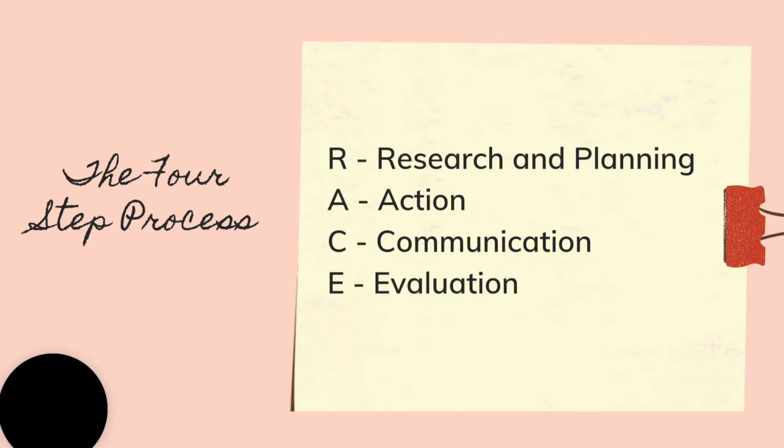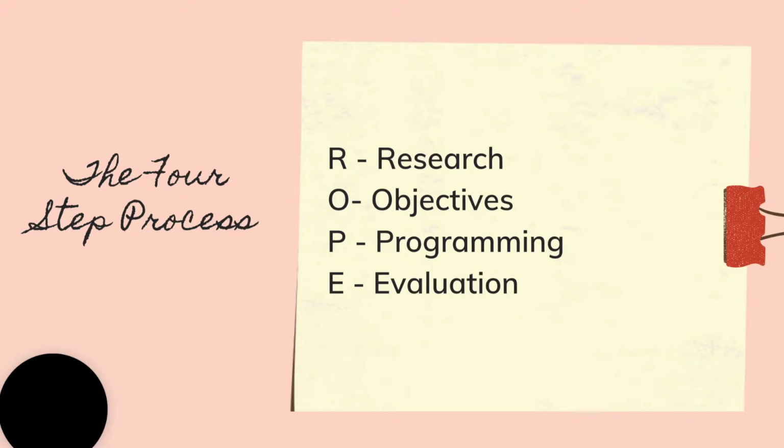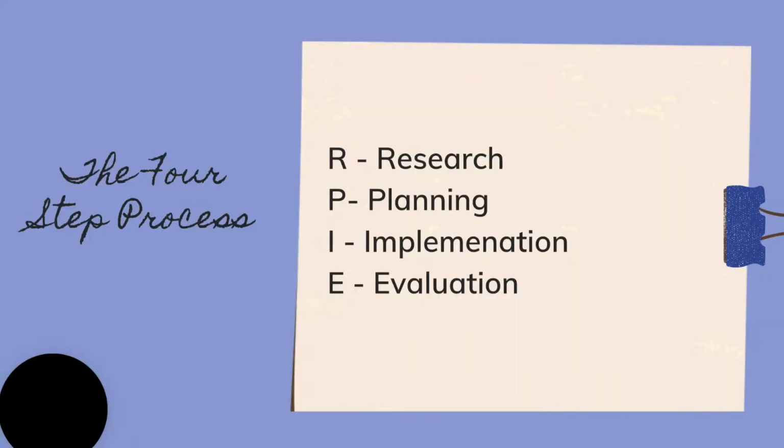The best lens to look at implementation and evaluation of a public relations campaign is through the four-step process. The four-step process has been broken down into a few different acronyms, whether it's RACE, research and planning, action, communication, evaluation, or ROPE, research, objectives, programming, evaluation. However, for the sake of consistency with the exam, we are going to be using the RPIE, research, planning, implementation, evaluation. So what is RPIE?